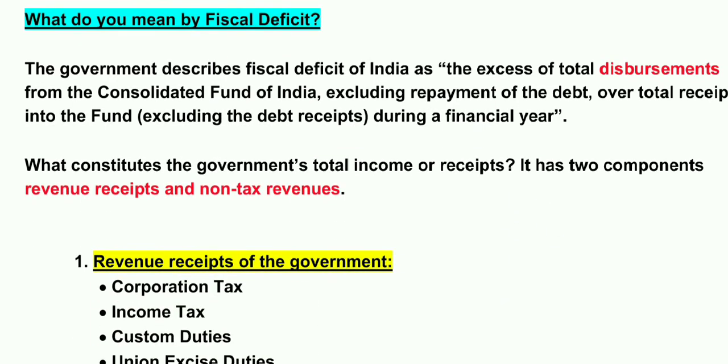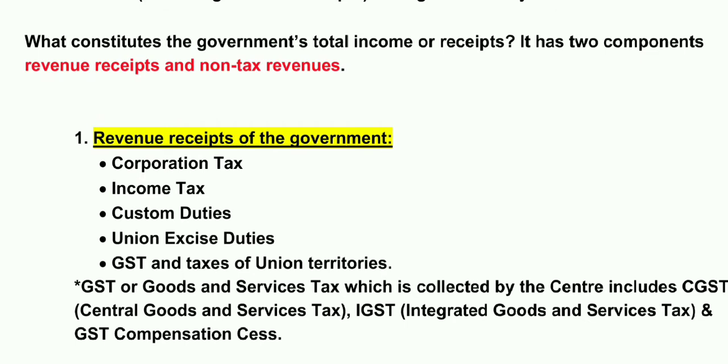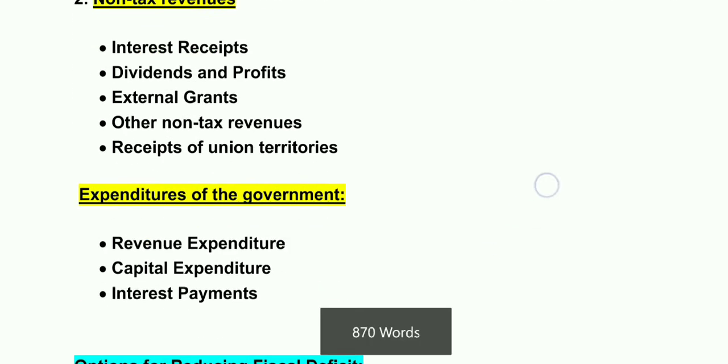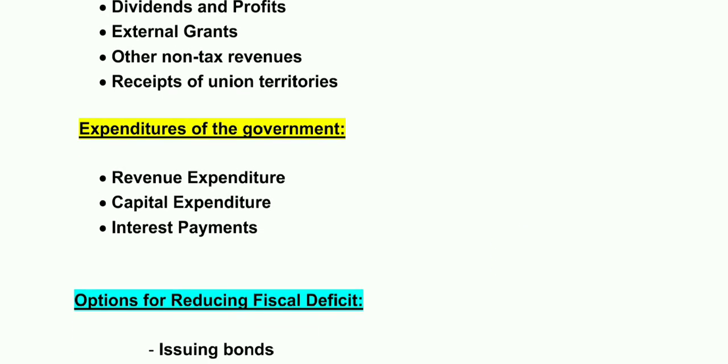So, what actually constitutes the government's total income or receipts? It has two components: revenue receipts and non-tax revenues. Revenue receipts of the government include corporation tax, income tax, customs duties, union excise duties, GST, and other taxes of union territories. Non-tax revenues include interest receipts, dividends and profits, external grants, other non-tax revenues, and receipts of union territories. Expenditure of the government includes revenue expenditure, capital expenditure, and interest payments.